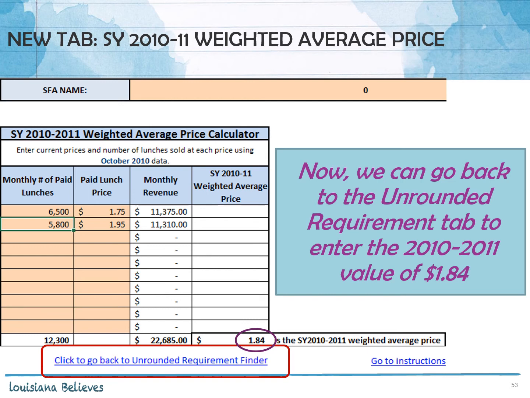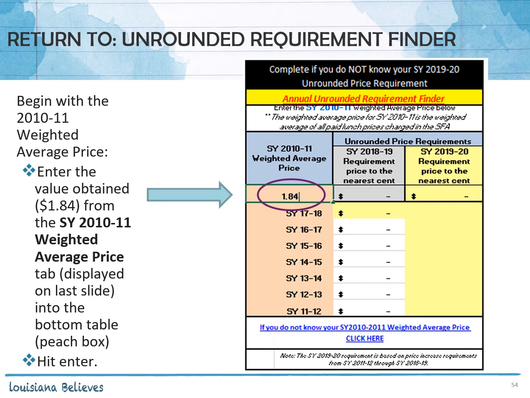Now we can go back to the Unrounded Requirement tab to enter this 2010-2011 value of $1.84. Again, you can either click on the tab at the bottom of the document or click on the link shown here in the red box. Back at the Unrounded Requirement Finder, we will begin with the bottom box. Enter the value obtained of $1.84 from the school year 2010-2011 Weighted Average Price tab, displayed on the last slide, into the bottom table into the peach box. Then you will hit Enter to have the tool auto-calculate for you.